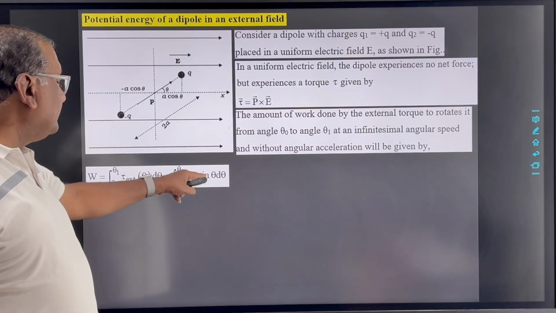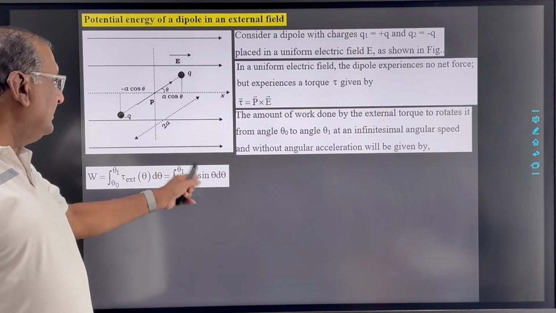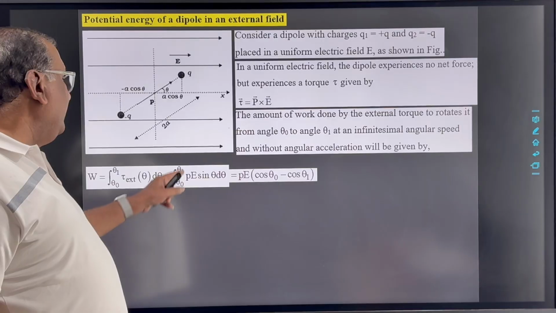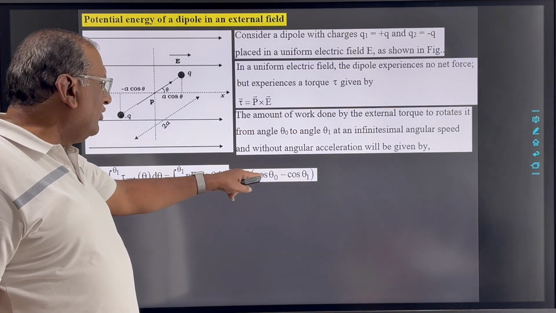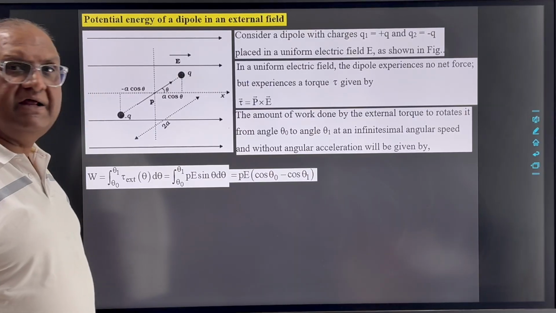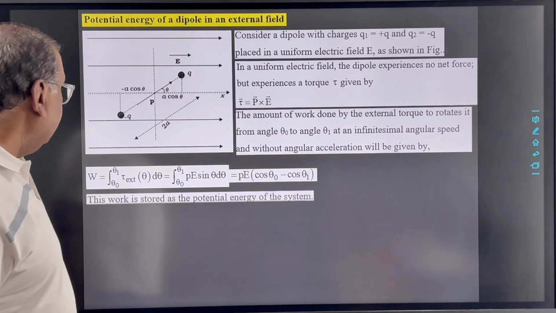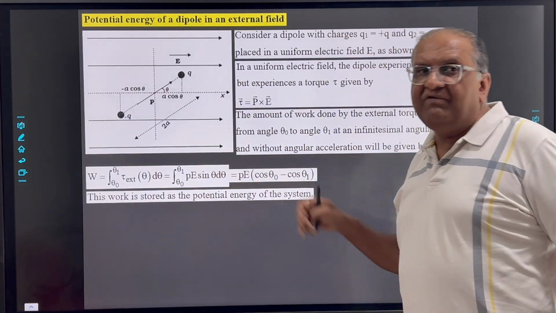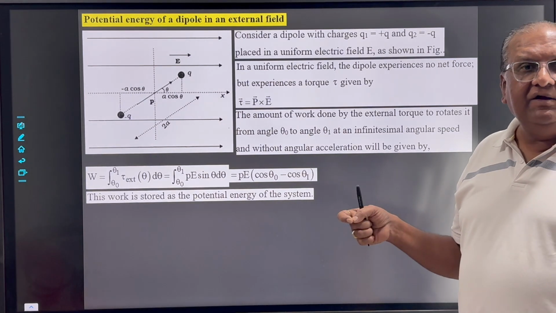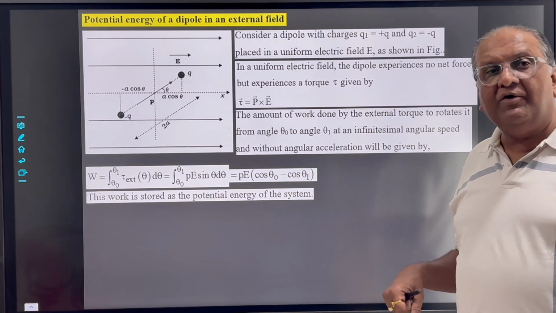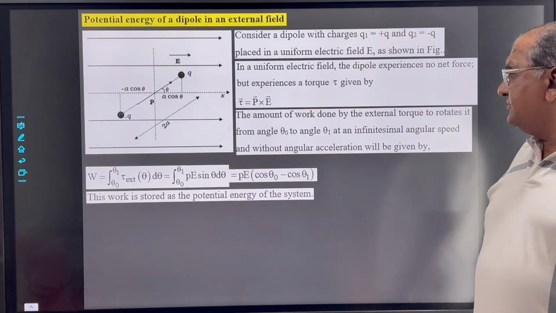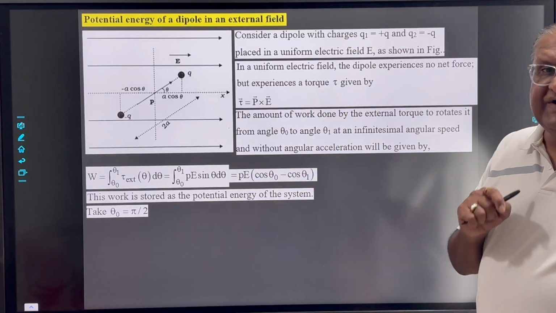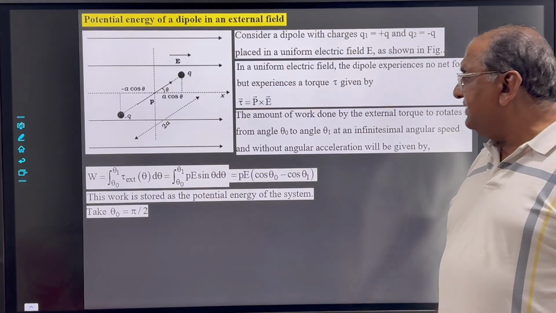Now in the integration of sin theta, P and E are constant. So the integration of sin theta is minus cos theta. If we substitute the limits, we can write PE times cos theta 0 minus cos theta 1. Now if we consider this total work done on the dipole, we know that it will be stored in the form of potential energy. So here we take theta 0 to be pi by 2, which is a special case we can consider here. So this will be 0.